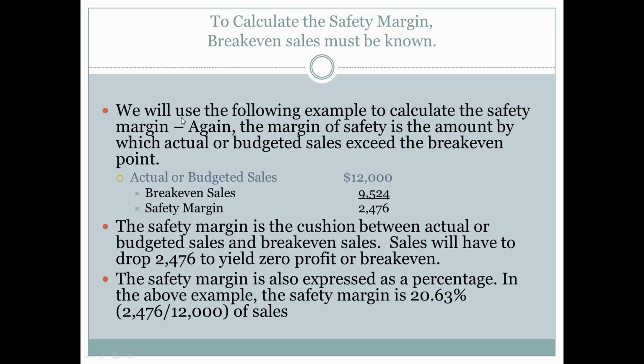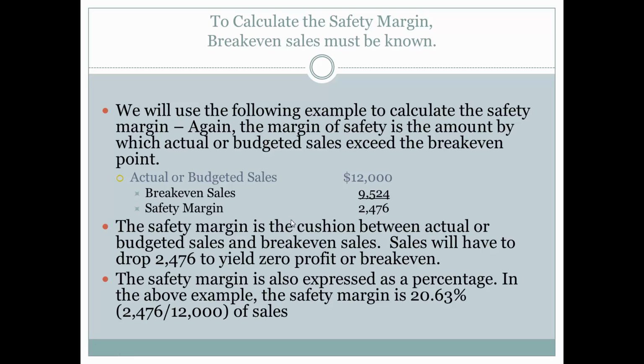We will use the following example to calculate the safety margin. Again, the margin of safety is the amount by which actual or budgeted sales exceed the break point. In our example, we have actual budgeted sales of $12,000. We've calculated the break-even sales as $9,524, which means our safety margin is $2,476. The safety margin is the cushion between actual or budgeted sales and break-even sales.